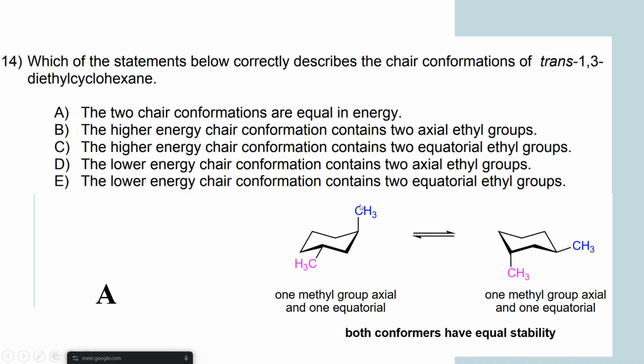Now let us go back to the statements which are given in the question. It says the two chair conformations are equal in energy. Yes, that is a correct statement. And further statements are saying that the energies are not identical. Rather, one of these will have higher energy or one of these will have lower energy. Hence, we will eliminate the other options out of the 5 statements given, and option A will be the correct one.